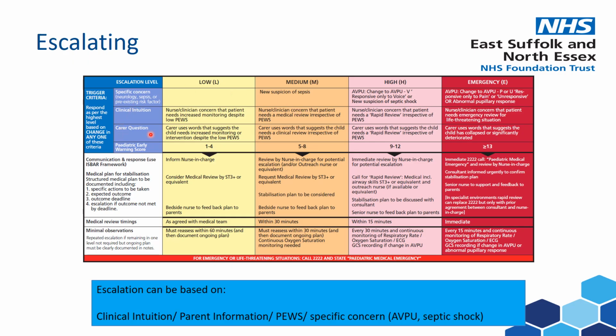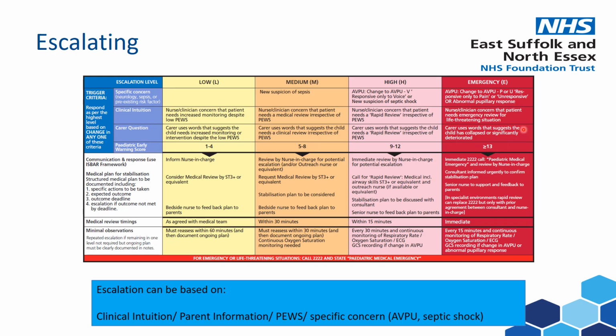The same with the carer question, really. This is the carer question. They've also given us 4 statements. And what we do, if we are listening to what these parents say about their child, we would then consult this to see where what the parent is saying sits on here. Is the parent saying that the child has collapsed or significantly deteriorated, in which case I'm going to put them in that emergency level of escalation.